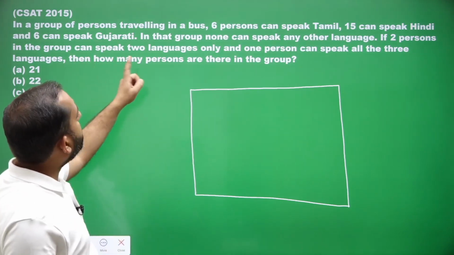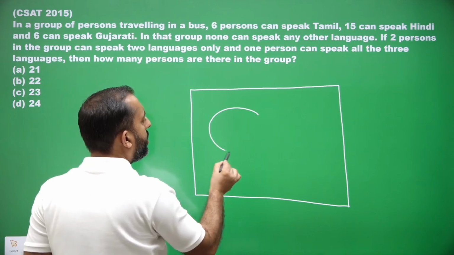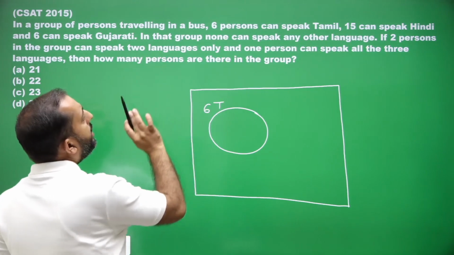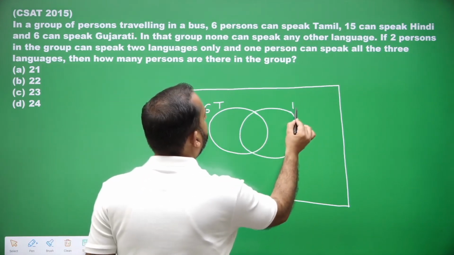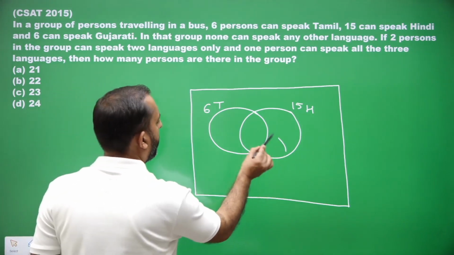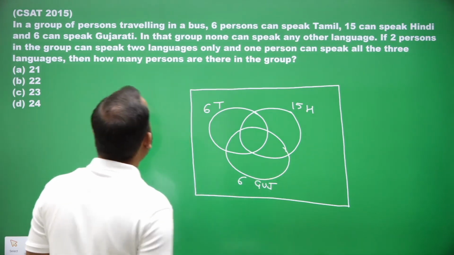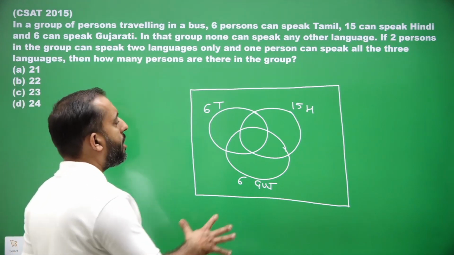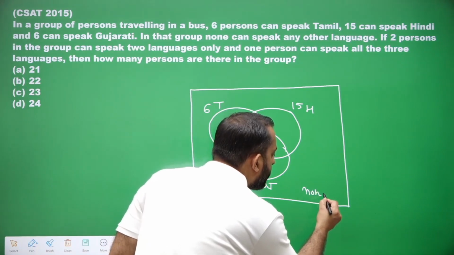In a group of persons traveling in a bus, 6 can speak Tamil. So out of the complete group, this circle represents the count of those who can speak Tamil. 15 can speak Hindi and 6 can speak Gujarati. 6 people can speak Gujarati. In that group, none can speak any other language. It means apart from these three circles, the value of the remaining region is 0.